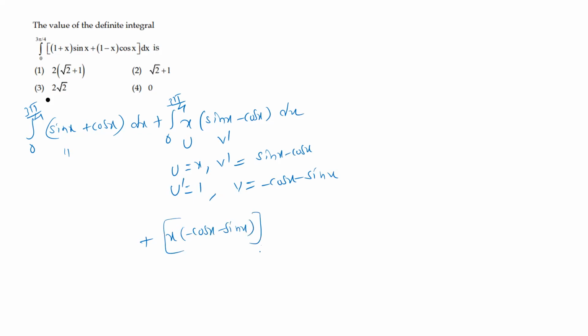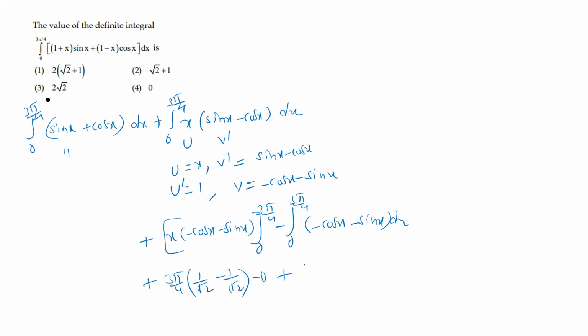Limits from where to where? 0 to 3 pi by 4. Minus, u dash is 1, integral 0 to 3 pi by 4, v is minus cos x minus sin x into dx. Now substitute the limit 3 pi by 4: cos 135 is minus 1 by root 2, that is plus 1 by root 2, minus sin 135 is only 1 by root 2. At 0, it is 0 only, okay? So minus into minus gives plus, integral 0 to 3 pi by 4, cos x plus sin x dx.